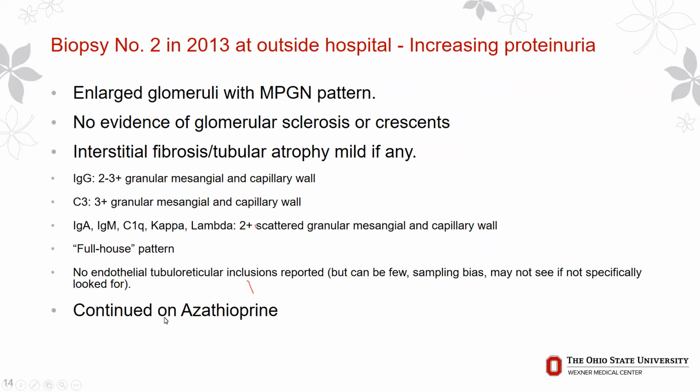Lambda was 2+. So they almost called it a full house pattern. They did not see TRIs, but endothelial tubular reticular inclusions may be very few, and unless you look for them specifically, you may not see them. So anyway, they did not find them. The patient was continued on azathioprine at that point.